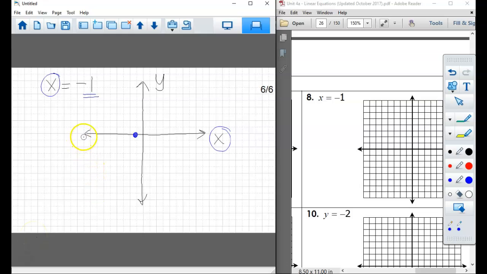Now, again, the only question is, do I draw a horizontal line or a vertical? If I think about Hoy Vux, this has the X in it, so I need to draw a vertical line through that point. Okay.